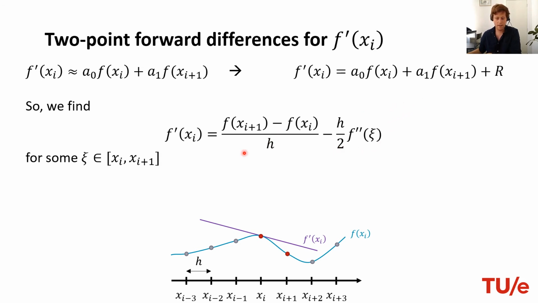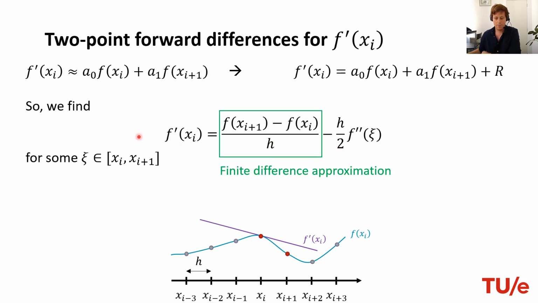So what we see here in this formula is a finite difference approximation, and this is completely similar to the forward difference approximation that we derived intuitively in the previous section. But we now also have an expression for the truncation error that we're making. That is the error that we're making by not including more and more terms in this Taylor series expansion.